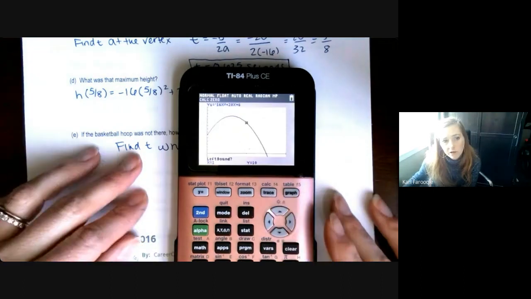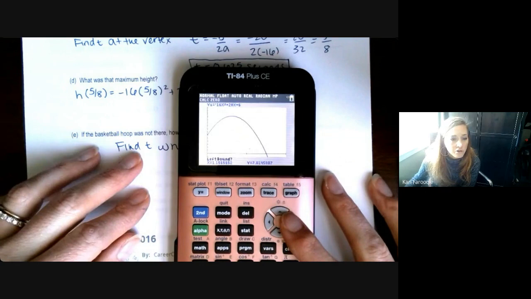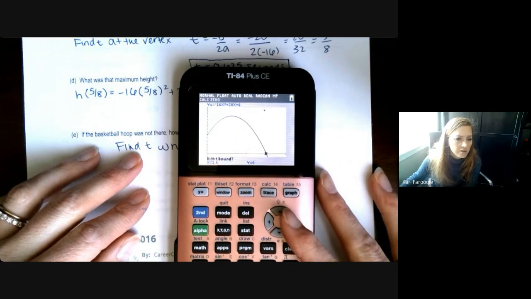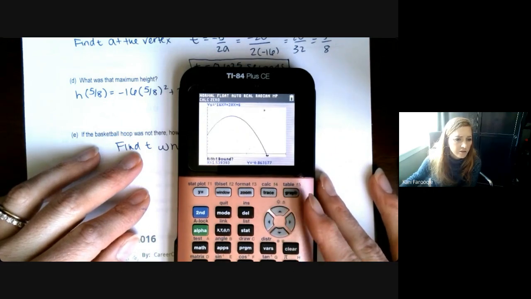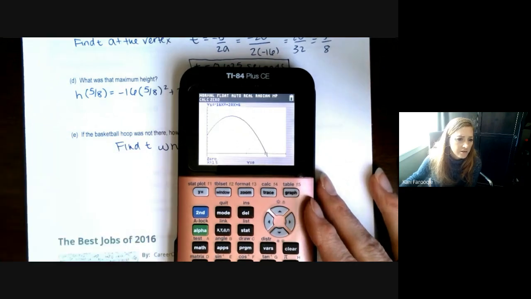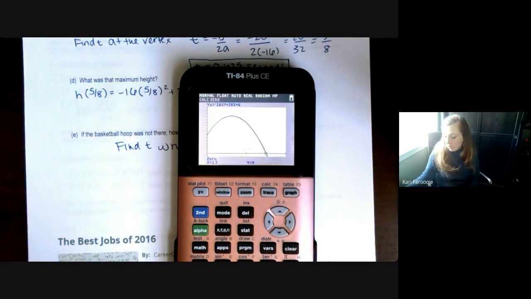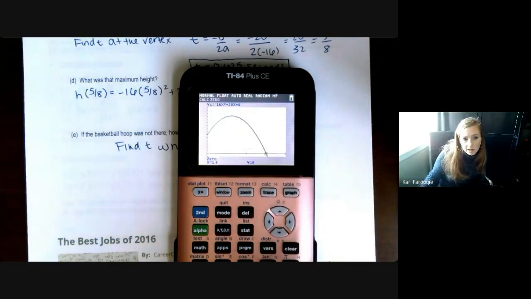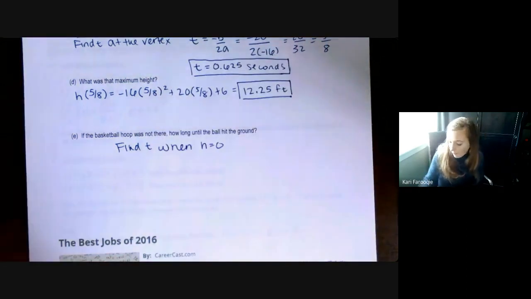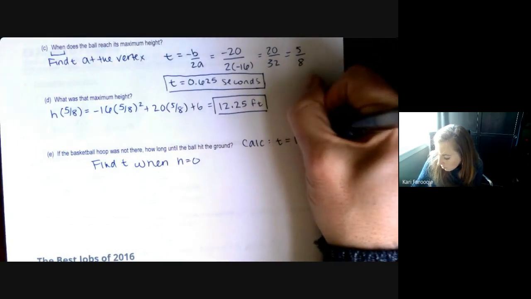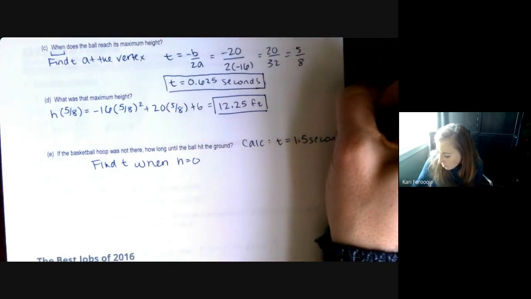Finding a 0 is finding an x-intercept. So I'm going to go to the left of the x-intercept, and then I'm going to go to the right of it. The left gets me right here, hit enter, get to the other side of the x-axis, and then hit enter again. Enter will have it guess, and it's going to tell you the 0 happens at 1.5 exactly. So when x equals 1.5, y equals 0, or the height is 0. So from our calculator, we get that t must be 1.5 seconds.